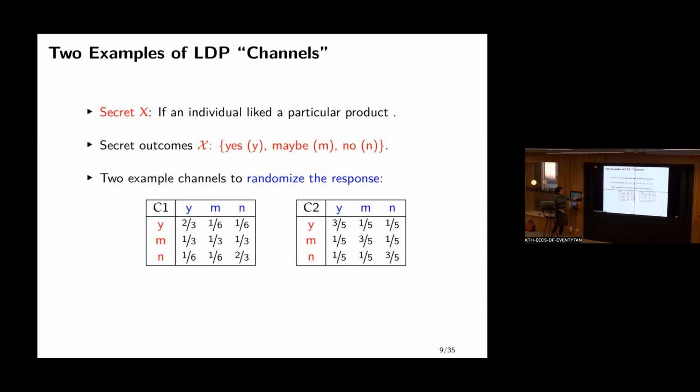Channel 1 is shown on the left, and if the true response is Y here, then you might respond yes, or maybe, or no with those row probabilities, which sum up to 1. And on channel 2, you have another set of probabilities with which you might respond. Both of them are valid channel matrices. So it's all good.